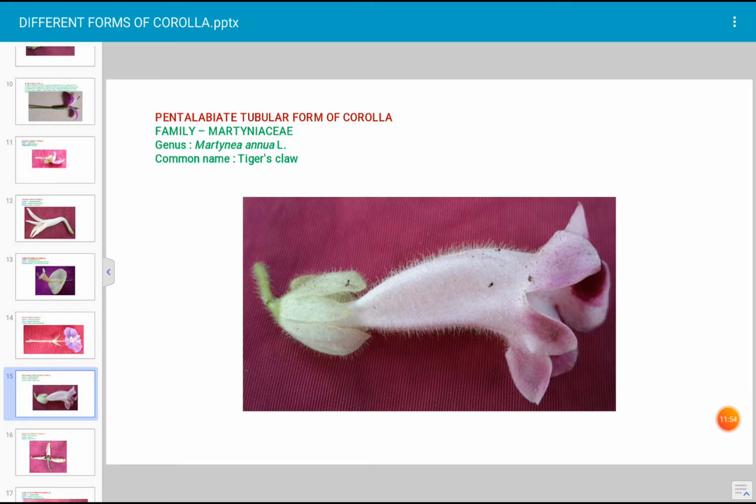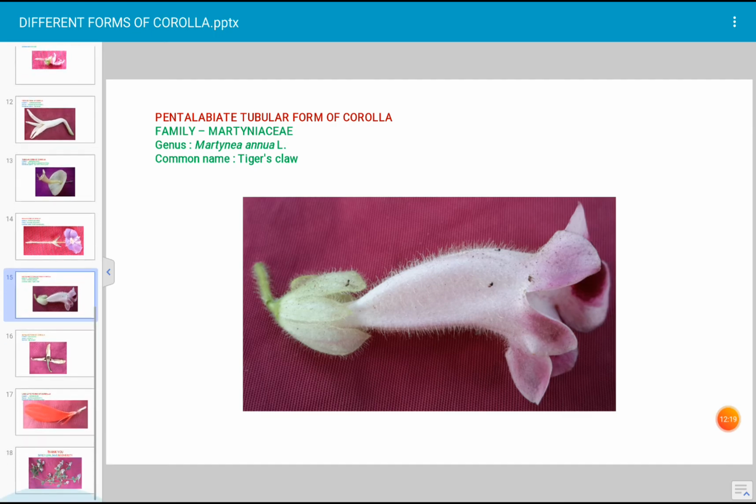Next, this is pentalabiate tubular form of corolla. It is a bilabiate corolla, but there are 5 distinct lobes. Hence, it is a pentalabiate tubular form of corolla. This is from family Myrtaceae, and the common name of this plant showing pentalabiate tubular corolla is tiger's claw, and the genus is Martynia annua. Okay. Next slide.